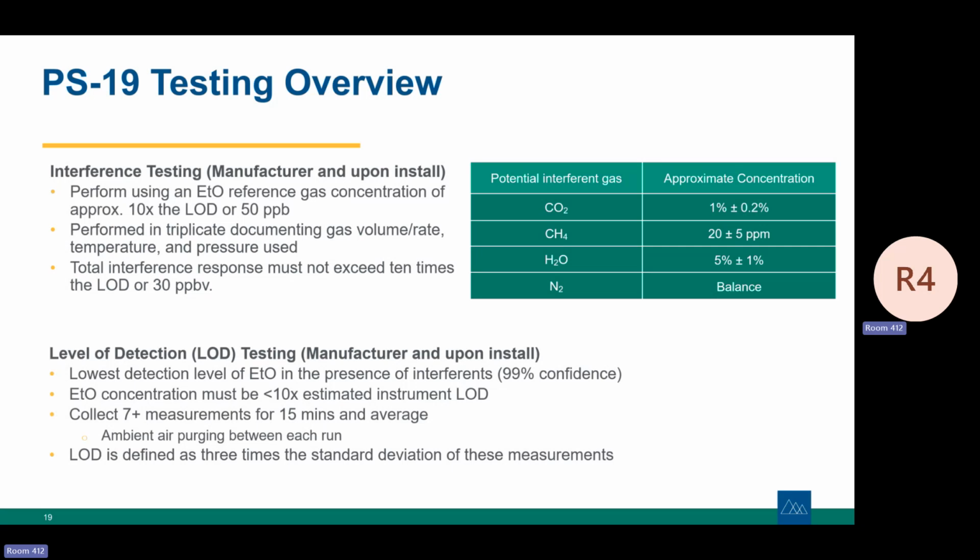Next is the limit of detection testing. Again, this is done prior to install as well. I think everybody knows what limit of detection is: the lowest detection of EtO in the presence of interference. It must be less than 10 times the estimated instrument LOD. So this is where we want to be down to at least 1 ppb. This is what we need to do: ambient air purging between each run. Then once you've done all these runs, 3 times the standard deviation is going to be your limit of detection.